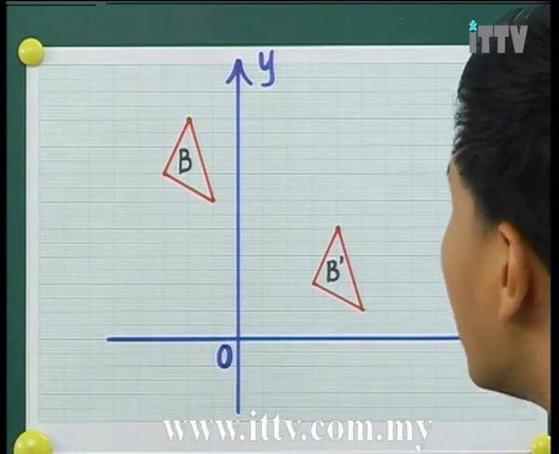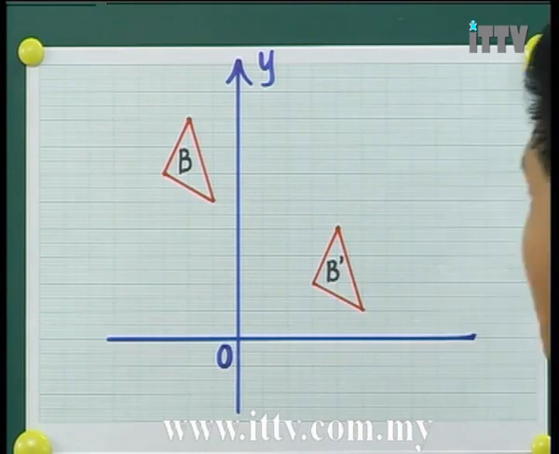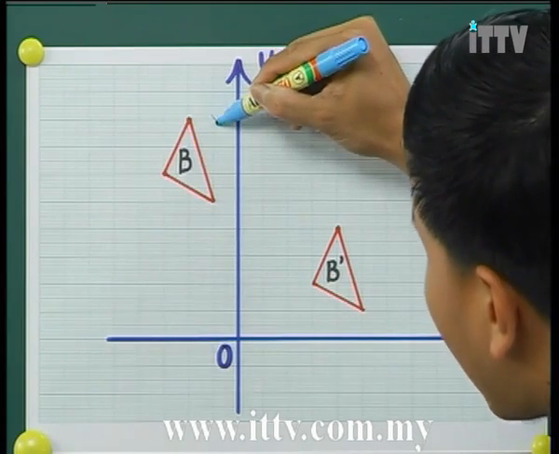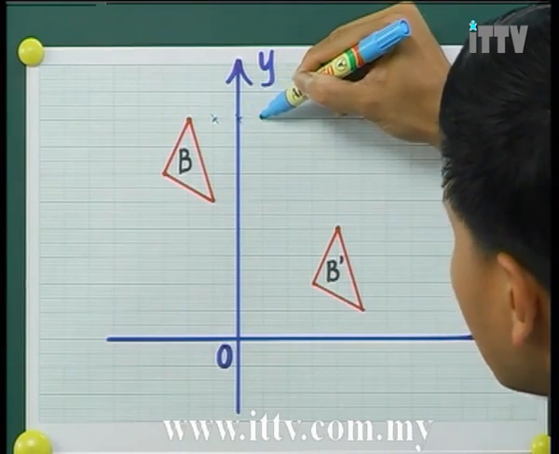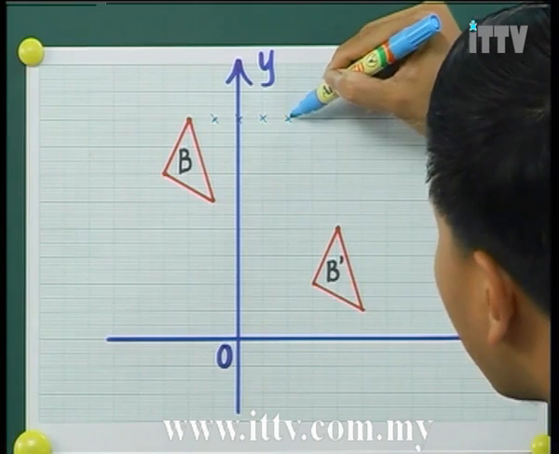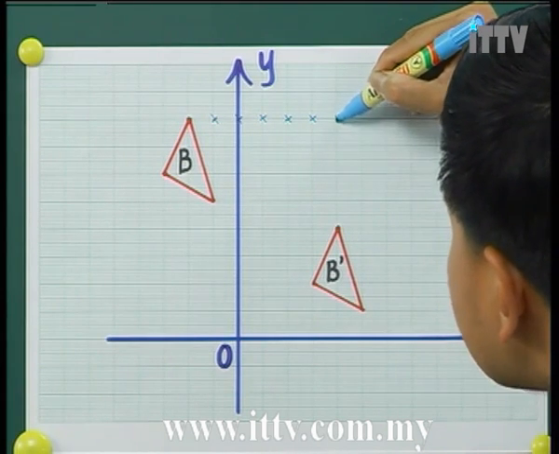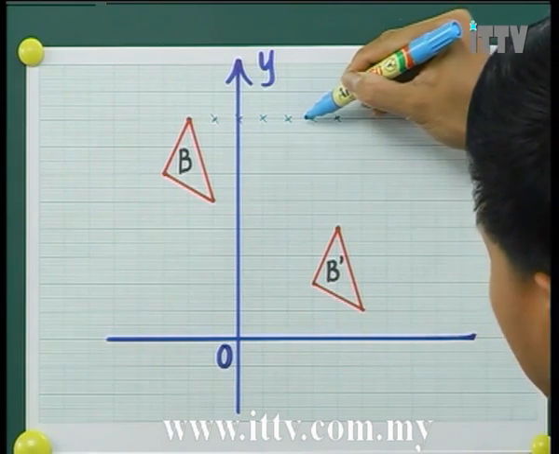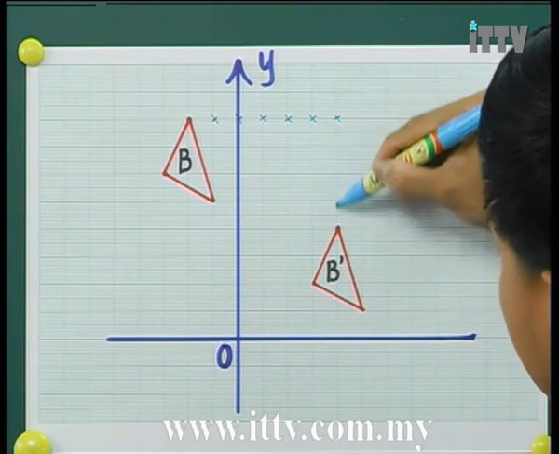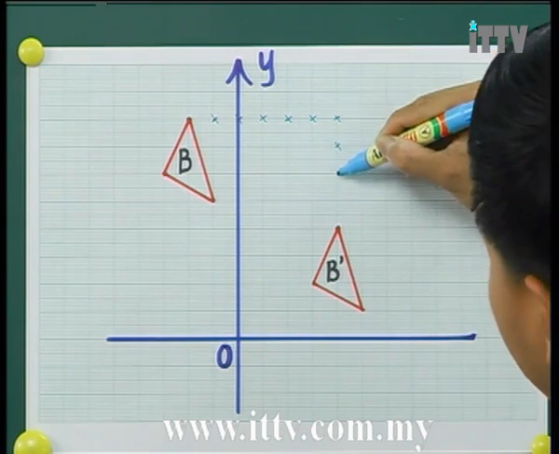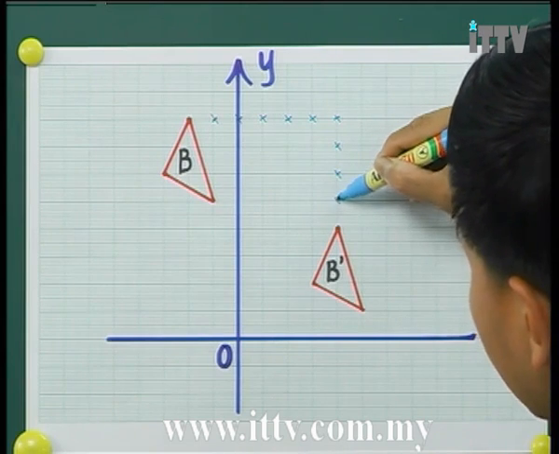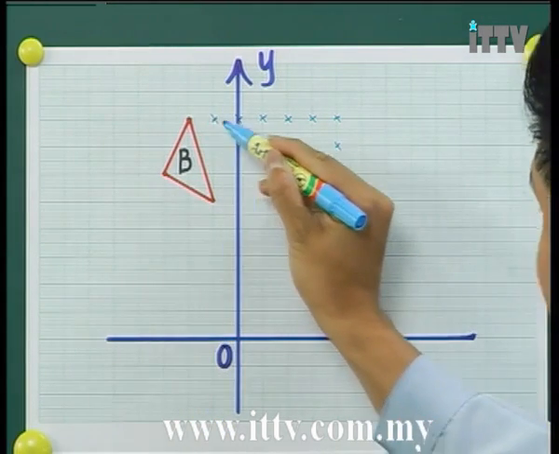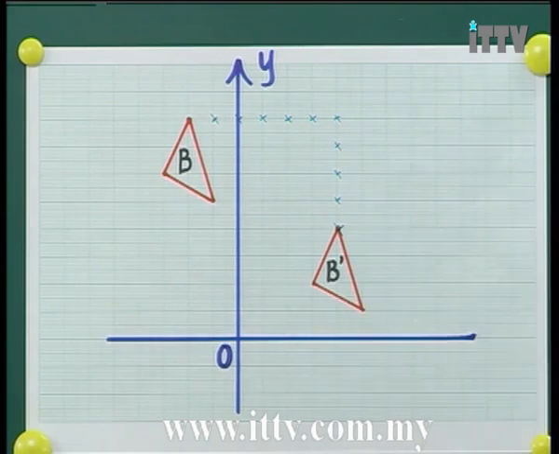Okay, so let us count how many are there. All right, so if I were to count, let's start from here. All right, so it will be 1, 2, 3, 4, 5, 6, right, until it is directly. So it has moved 6 units to the right. And how many units down? 1, 2, 3, 4. All right, so can you see that the movement is 6 to the right, 4 downwards?